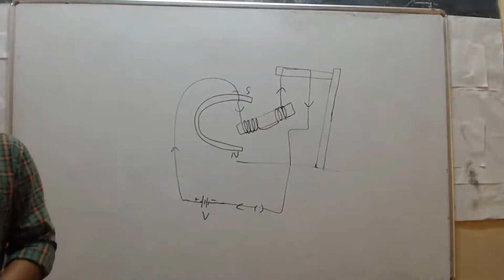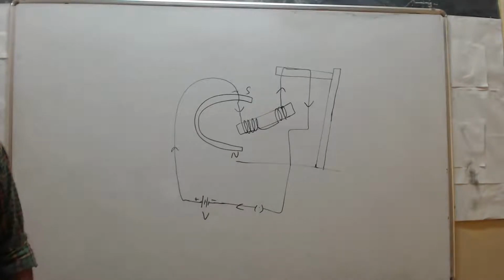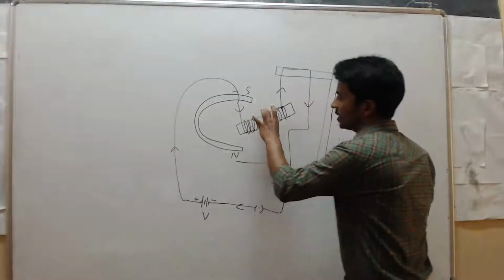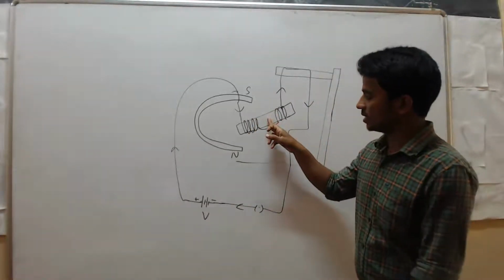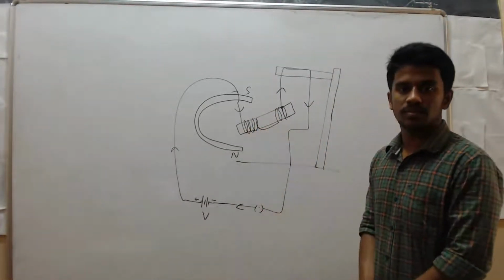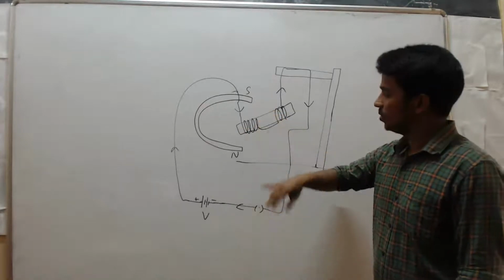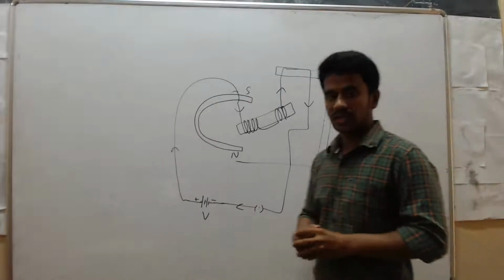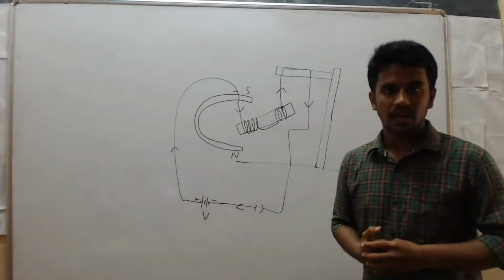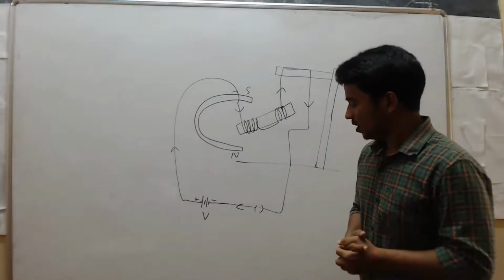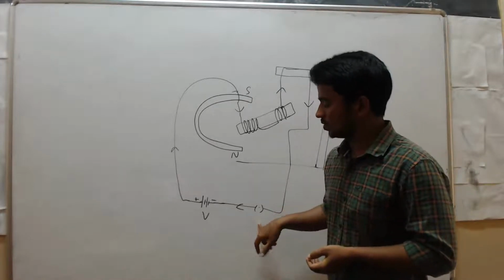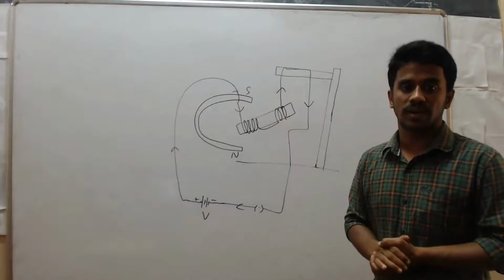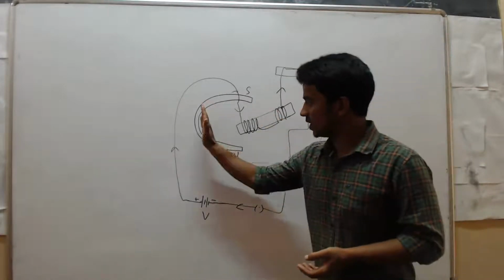Now see here, we have kept this conductor between the magnets. So this conductor will experience some kind of force. That force is called magnetic force. When you turn on the key, that means when you pass current, what will happen? This conductor will move to one side, either this side or this side.